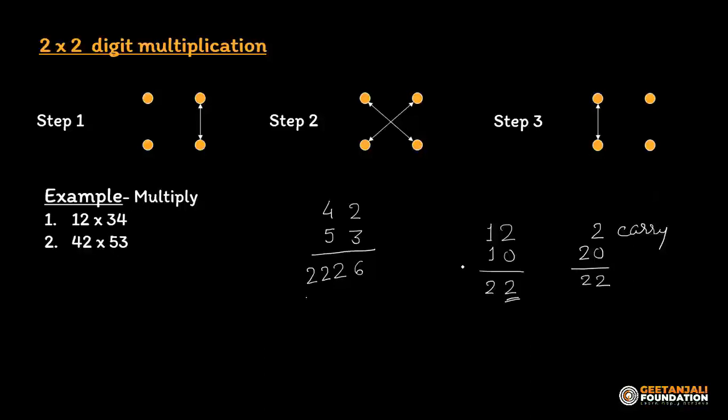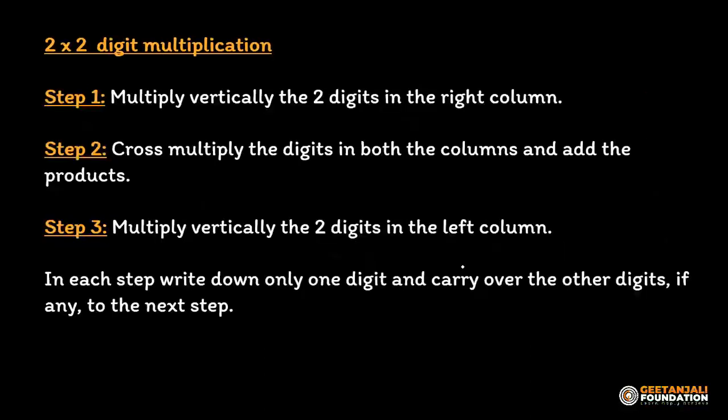I will explain these steps once again. In 2 by 2 digit multiplication, you follow 3 steps. In the first step, you multiply vertically the 2 digits in the right column. In the second step, you cross multiply the digits in both the columns and add the products. And in the third step, multiply vertically the 2 digits in the left column. And in each step, write down only one digit and carry over the other digits, if any, to the next step.